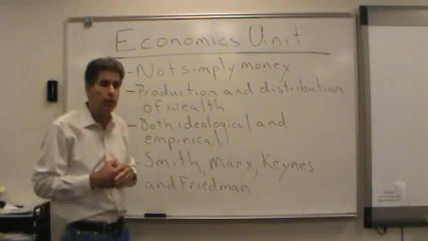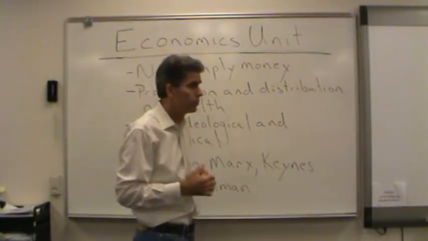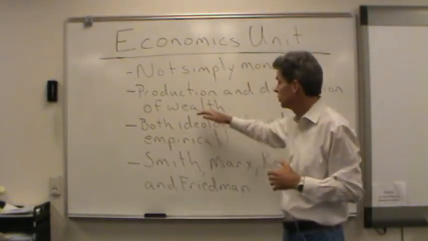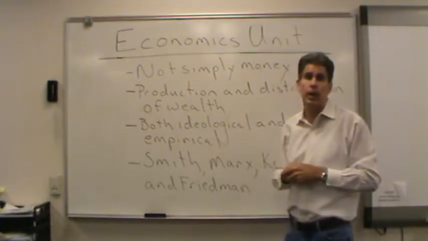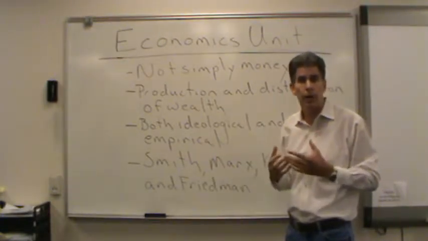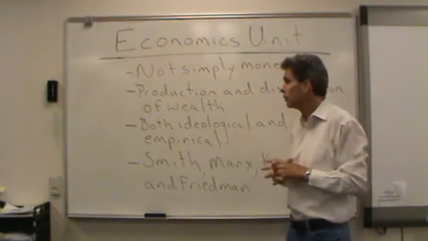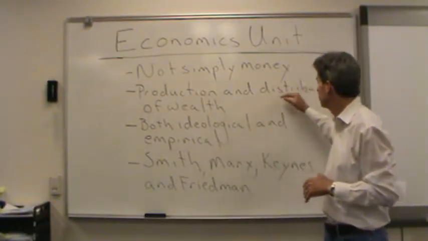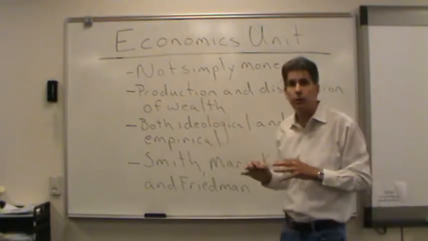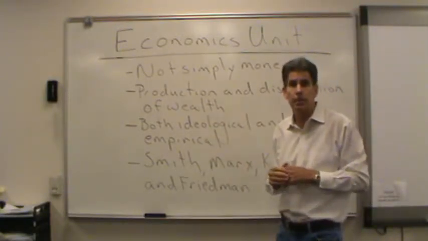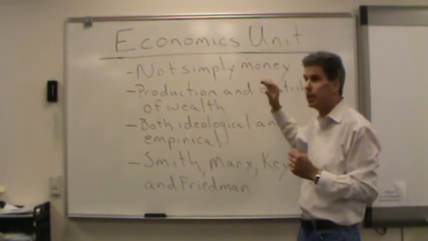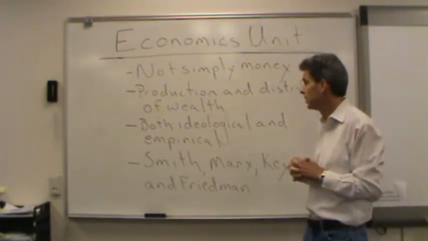Really, economics is about the production and distribution of wealth. How do societies, how do businesses, how do individuals operate when they are talking about the production and distribution of wealth? Why does this happen? How does it happen? How should we go about it? So that's what economics really is, the production and distribution of wealth. That's what it studies, okay? So it's slightly different than what many people assume who think it's just about money. It's not just about that, okay?